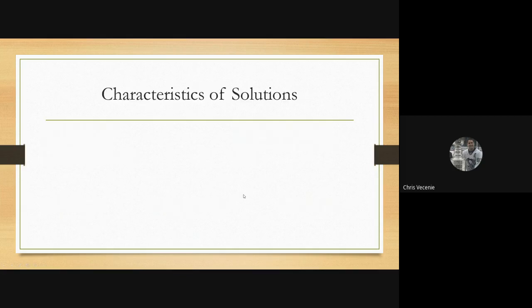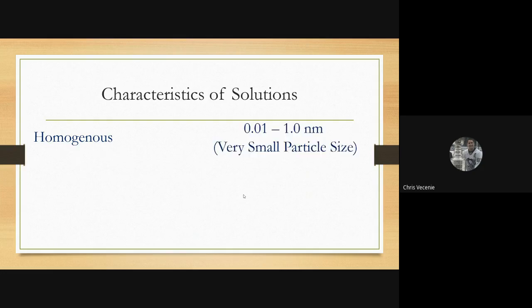All right, so the first one up will be solutions. What are the characteristics of solutions? First characteristic of a solution, it's homogeneous. It looks like one thing. Second characteristic, it has very tiny particles. Right, so the particles are very, very little. So nanometers is how we're measuring the particle size. Remember, that's times 10 to the negative ninth. So we're talking really tiny particles.